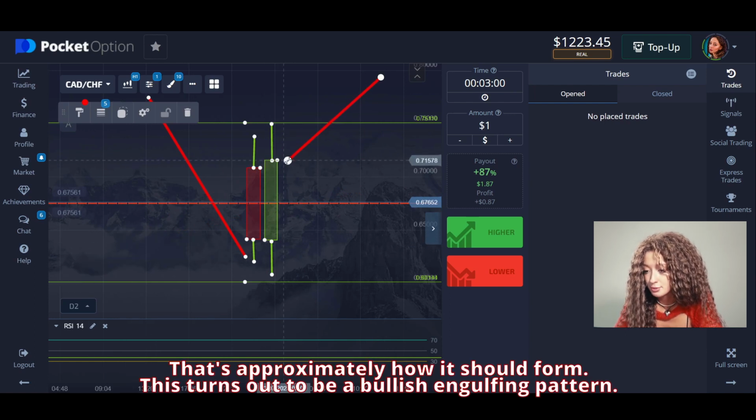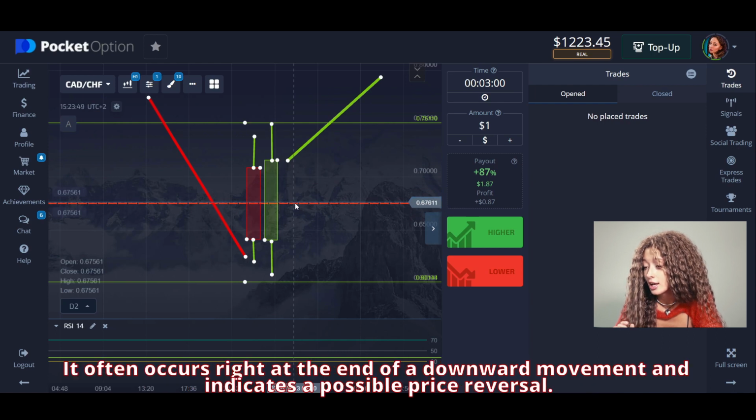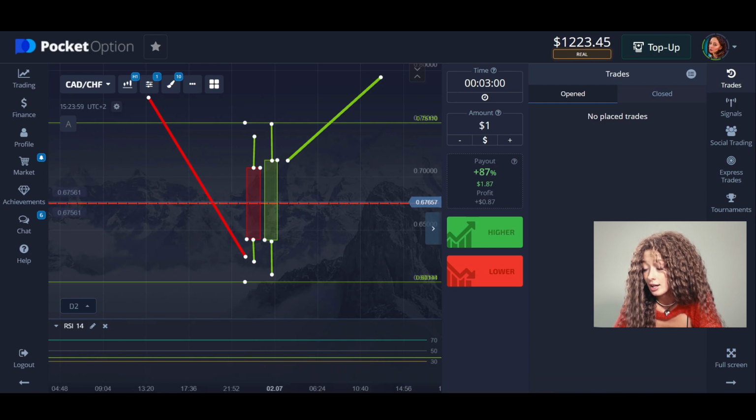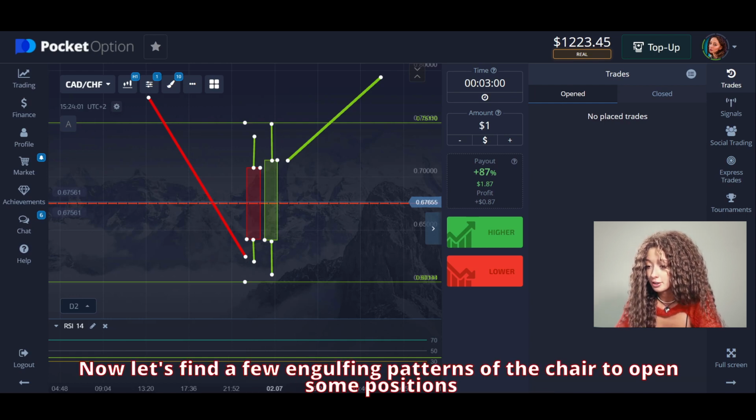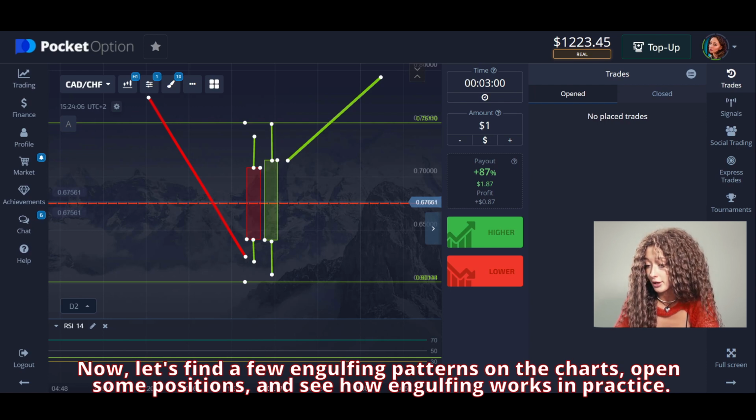That is approximately how it should form. This turns out to be a bullish engulfing pattern. It often occurs right at the end of a downward movement and indicates a possible price reversal. Now let's find a few engulfing patterns on the chart, open some positions and see how engulfing works in practice.